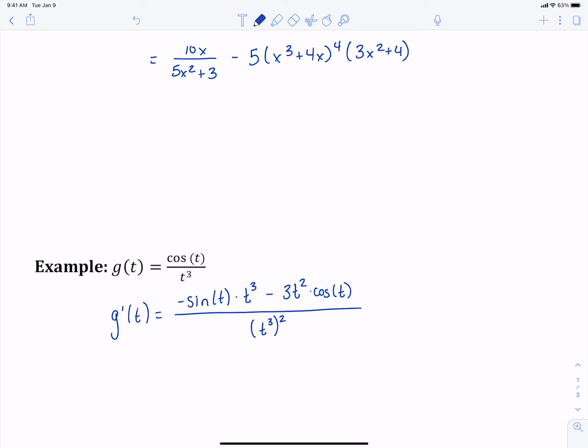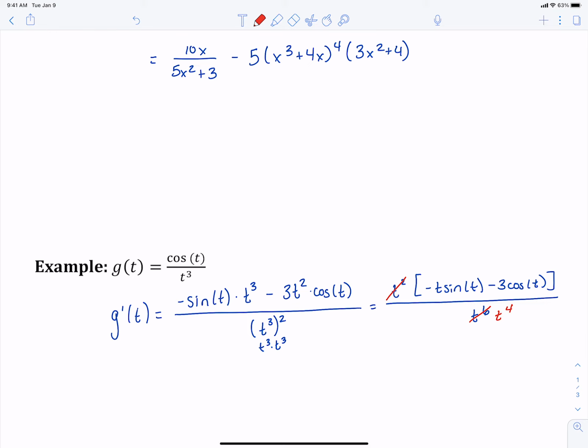There is some simplifying that we can do on this one if we want to, because we've got a t to the third in our first term here and a t squared in our second term. So if we want, we could factor out a t squared. So we'd be left with minus t sine of t. I like to write that variable in front of my trig function. Just looks a little nicer. And then minus 3 cosine of t. And then this will be over, we've got t to the third times t to the third, so that's t to the sixth. So we can cancel our t squared with our t to the sixth, and that leaves us with t to the fourth.